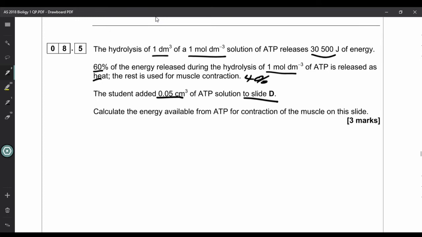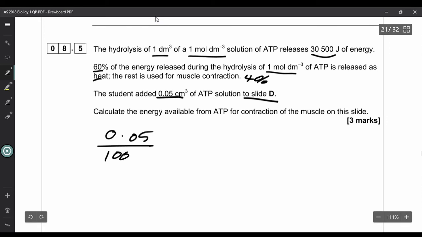Okay, so we've been told that we are adding 0.05 cubic centimeters. So what we need to do is find what fraction of that is of a dm cubed, because the amount of energy that we've been told is released is based on adding a full dm cubed. So we're only adding a fraction of that. So the fraction of a dm cubed is 0.05 over 1,000.